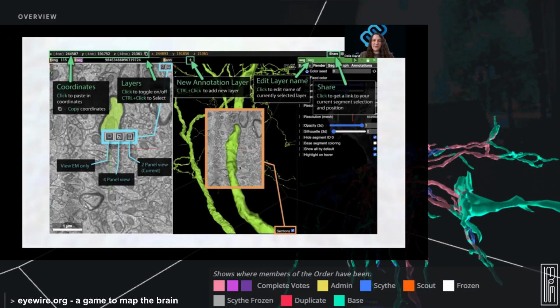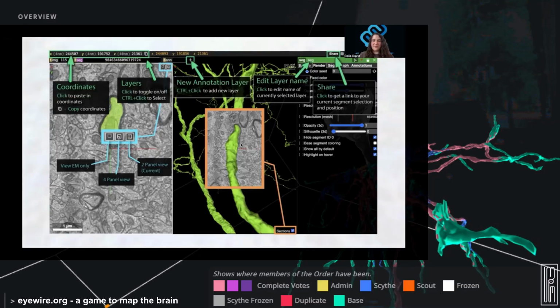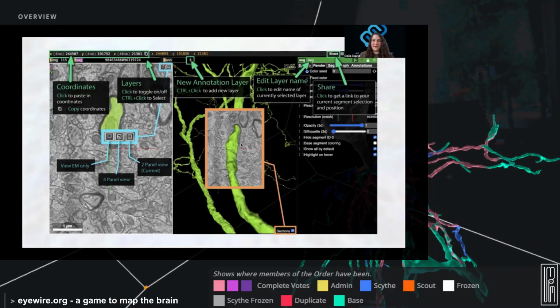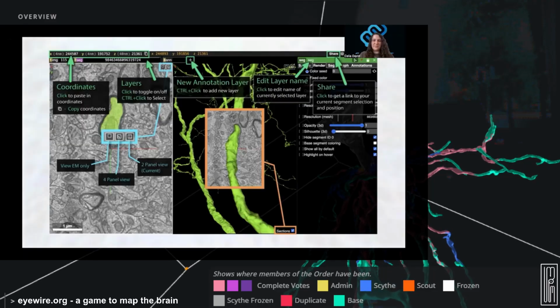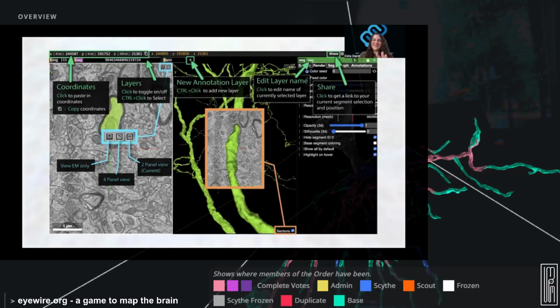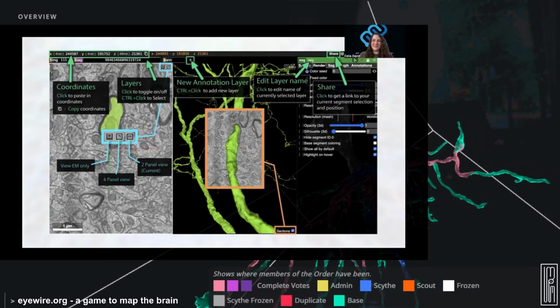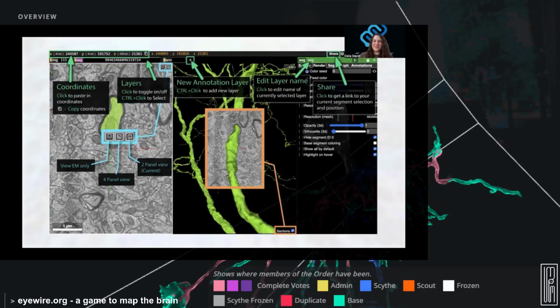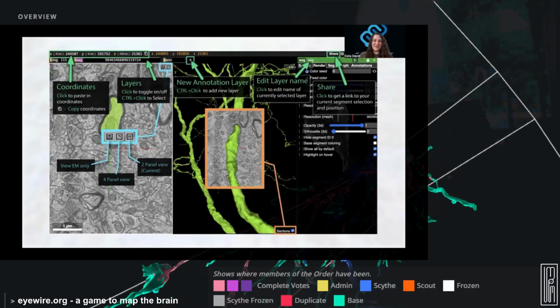So that's an overview, I guess a preview of the new interface, just to give you guys something to think about when we're starting off on this new project that looks a little different than EyeWire 1.